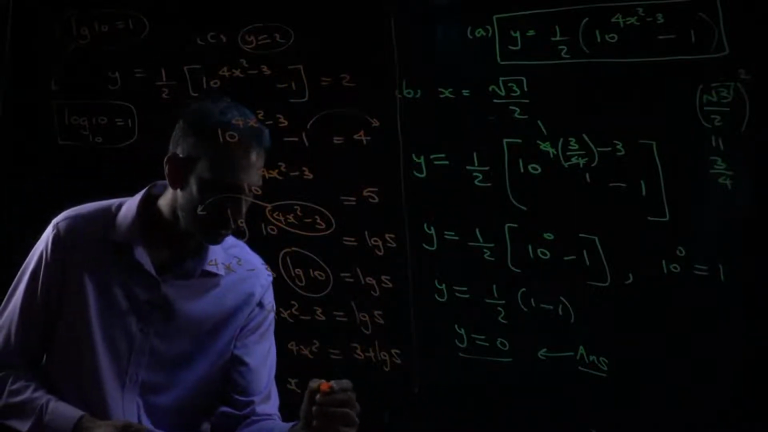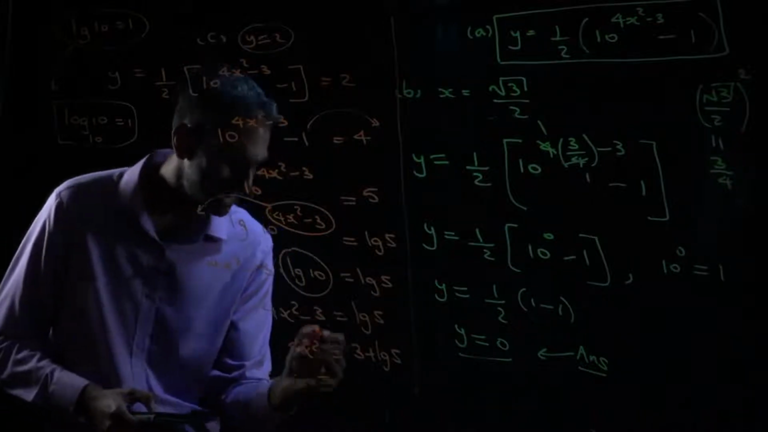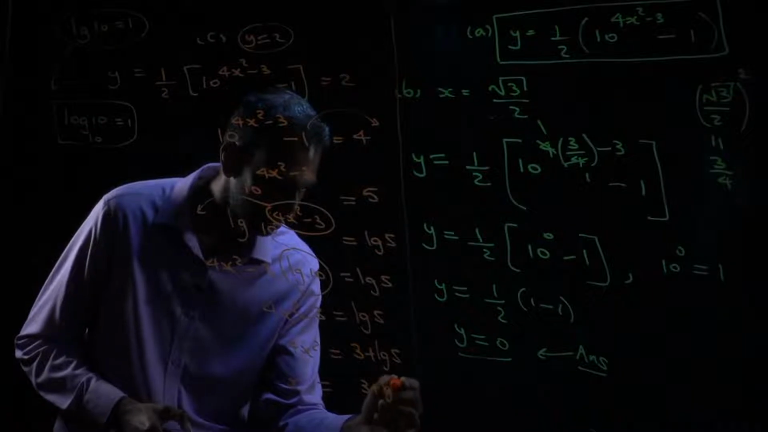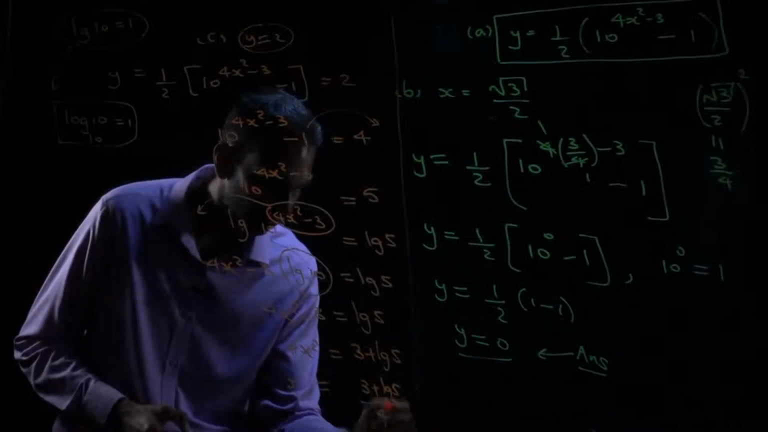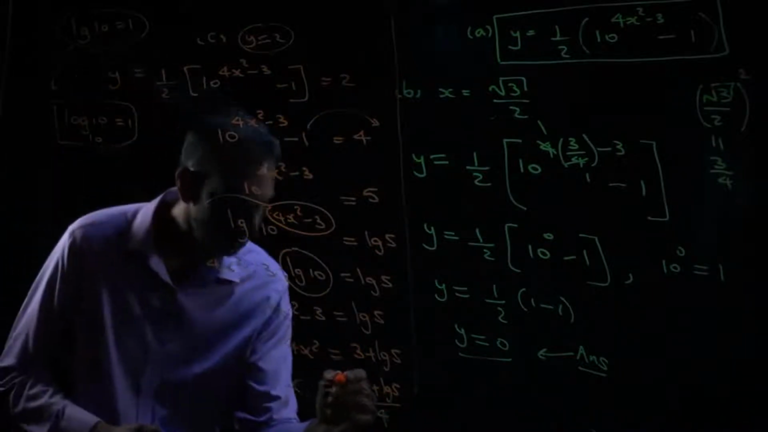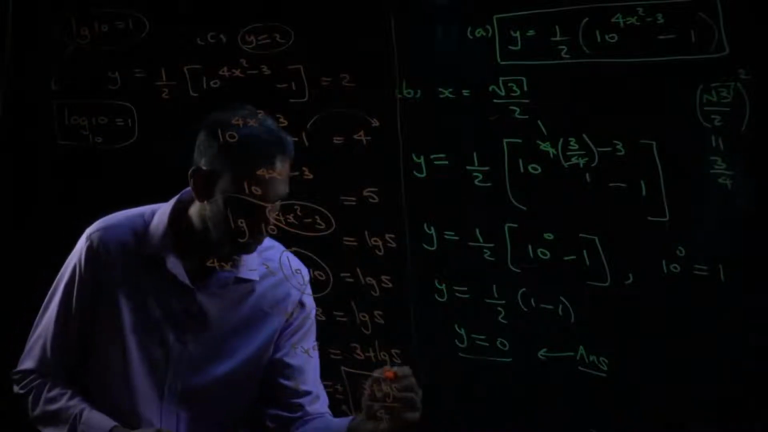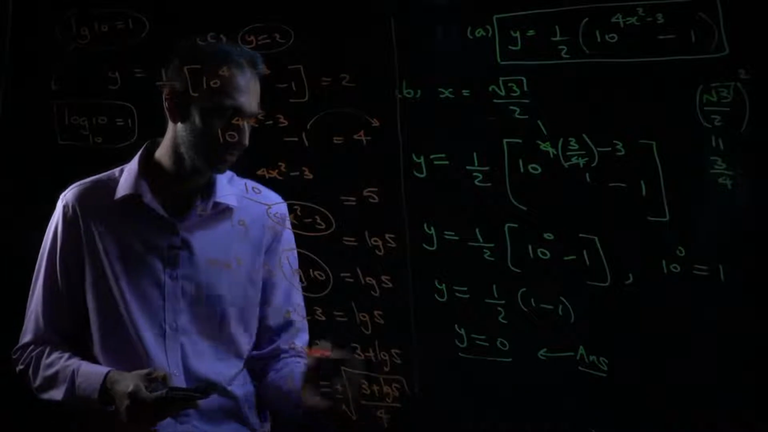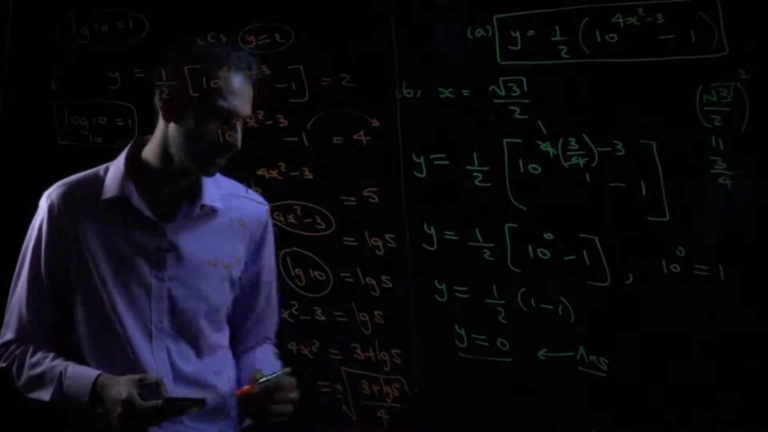x squared would be equal to, remember this is x squared, so when you send the 4 there, you would have 3 plus log 5 divided by 4. But when you take the square root, plus or minus, you would have the square root of the whole thing. So x is plus or minus the square root of 3 plus log 5 divided by 4.